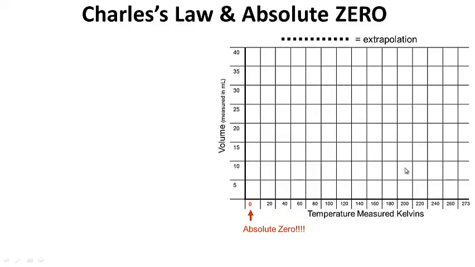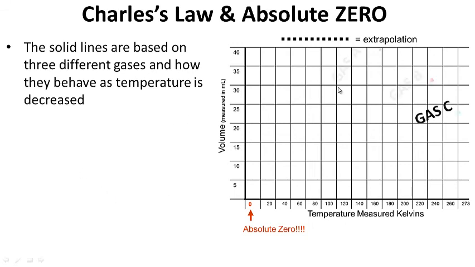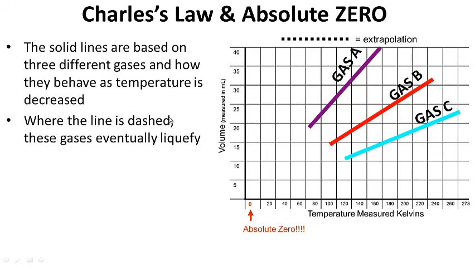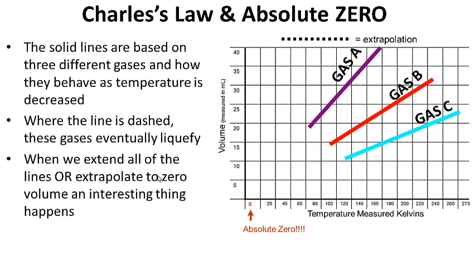All right, so Charles's law and absolute zero. Using Charles's law, scientists have discovered a thing called absolute zero. So the solid lines here are based on 3 different gases and how they behave as we cool them or temperature is decreased. Where the lines are dashed, these gases eventually liquefy or condense, right? They go from a gas to a liquid. When we extend all of the lines, or we call this extrapolate, to 0 volume, an interesting thing happens.